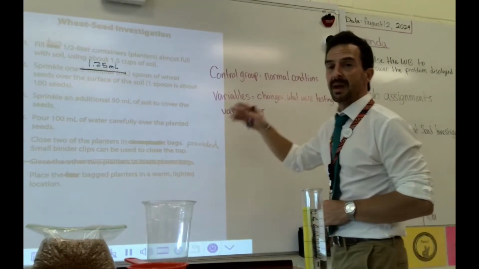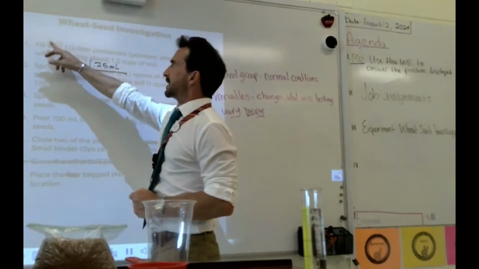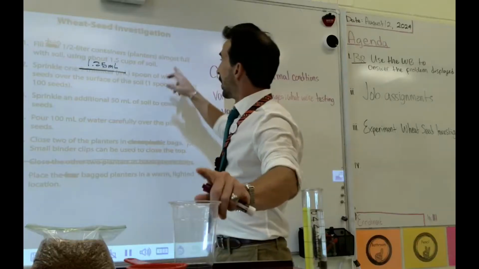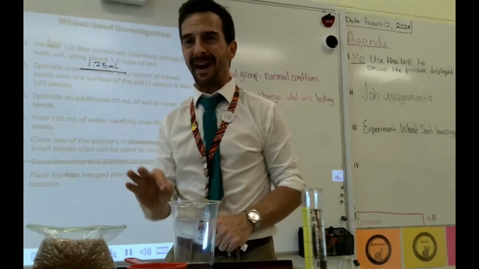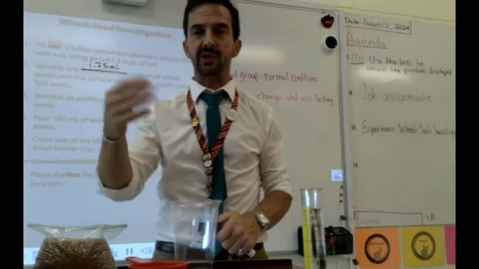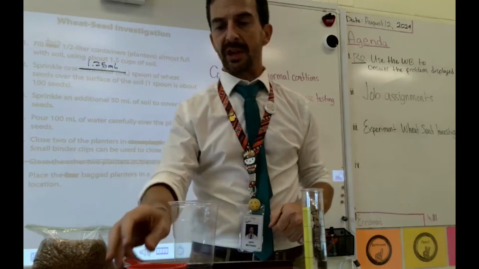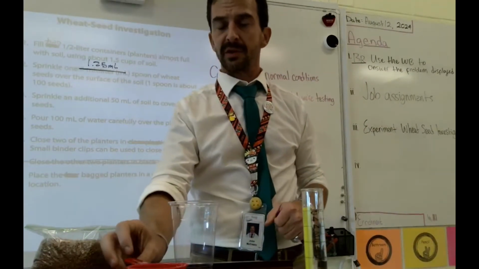So, remember, control group is what is grown in normal conditions. The variables are what we're changing. In this instance, what we're changing is the amount of sunlight. So let's look at our instructions. Step 1 says fill 2 half-liter containers almost full with soil using 1.5 cups of soil.